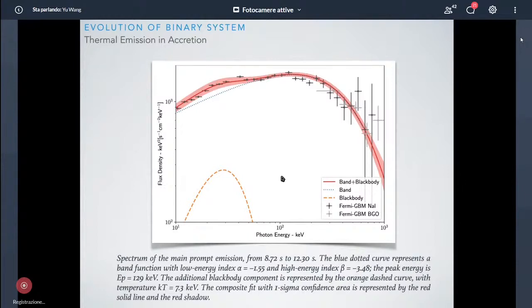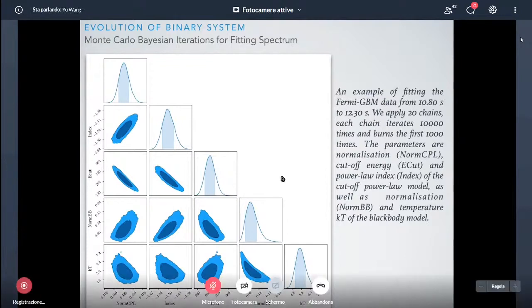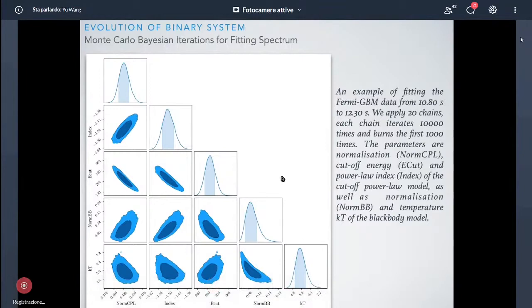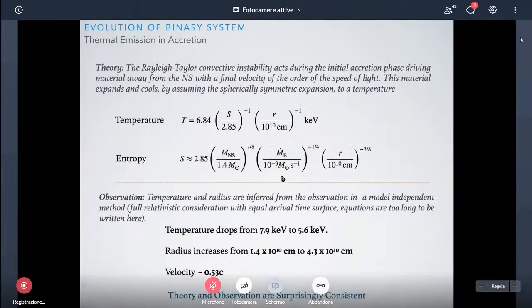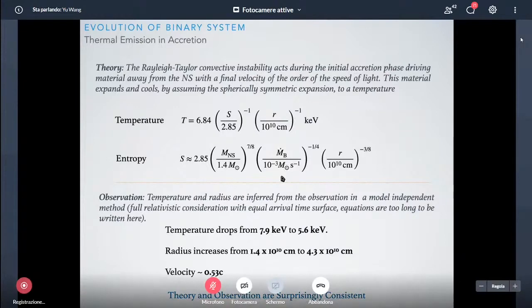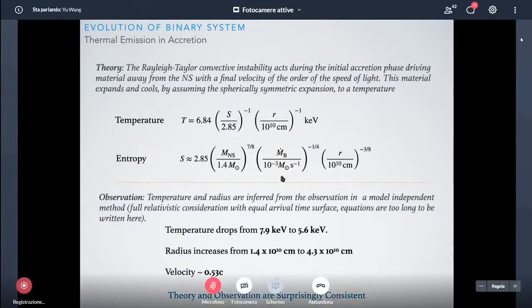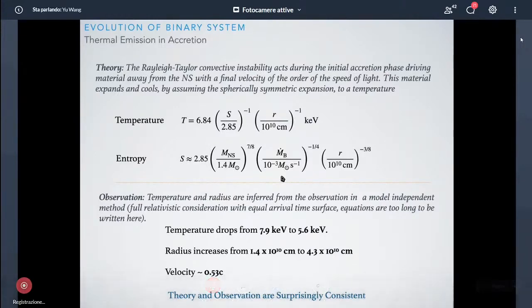The thermal component is confident and it's well constrained by the fitting. This corner plot shows all the parameters. From the thermal component, we can directly derive the size and the expanding velocity of the system. Results are shown below: we obtain the radius increasing from 1.4 times 10^10 centimeter to 4.3 times 10^10 centimeter, and the expansion velocity is 0.53c, where c is the velocity of light.